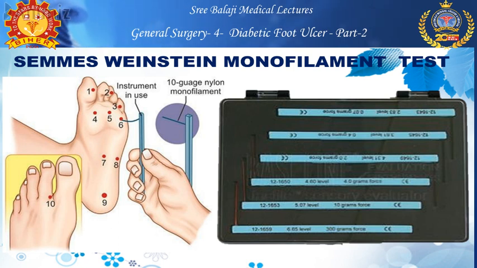The test is done by placing the monofilament exactly on the pressure points, and pressure is given for approximately 2 seconds. If the patient is not able to perceive, that point is considered to be a neuropathic affected area.